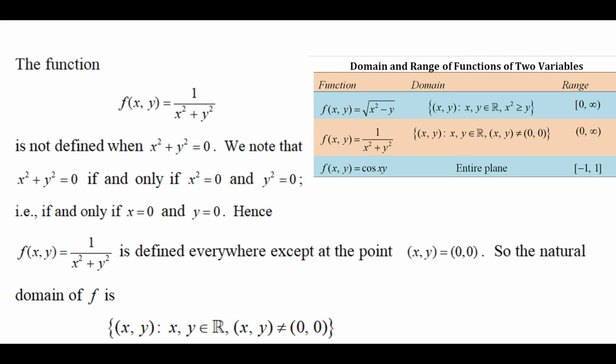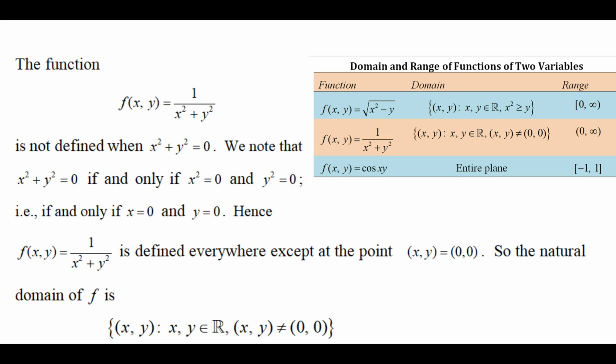The function f of xy is equal to 1 upon x square plus y square is not defined when x square plus y square is equal to 0. We note that x square plus y square is equal to 0 if and only if x square is equal to 0 and y square is equal to 0, and that is if and only if x is equal to 0 and y is equal to 0. That is, f of xy is defined everywhere except at the ordered pair 0, 0.